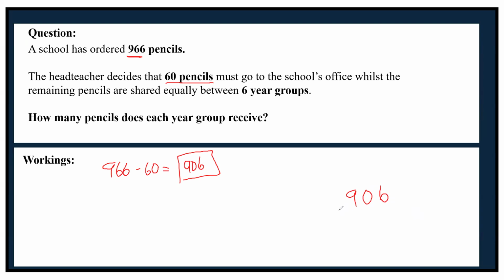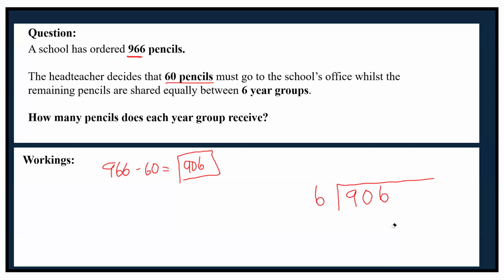So this is where we use the bus stop. So 906 goes inside the bus stop. This is what we call the dividend, the number that we're dividing. And on the outside of the bus stop is how much we're dividing by, in this case 6, 6 year groups. So that's how we set it out.